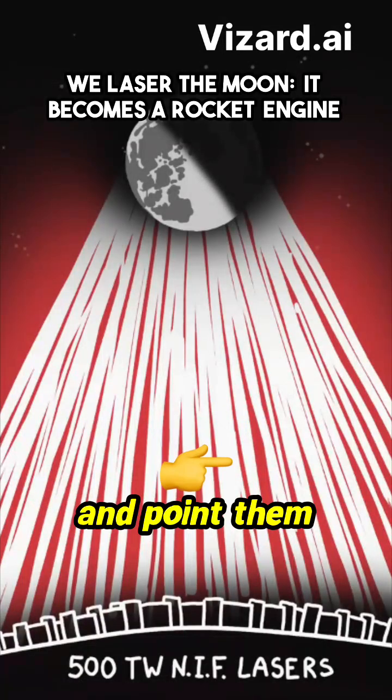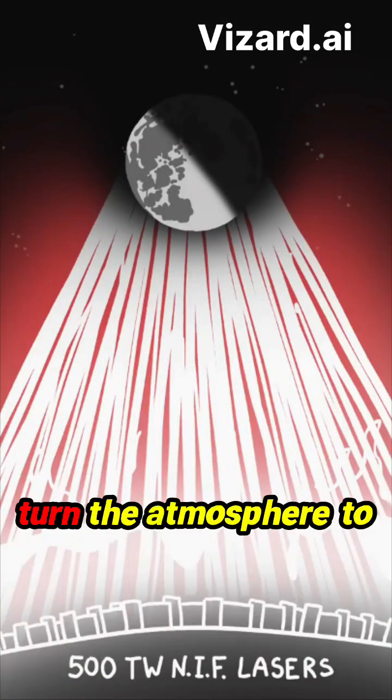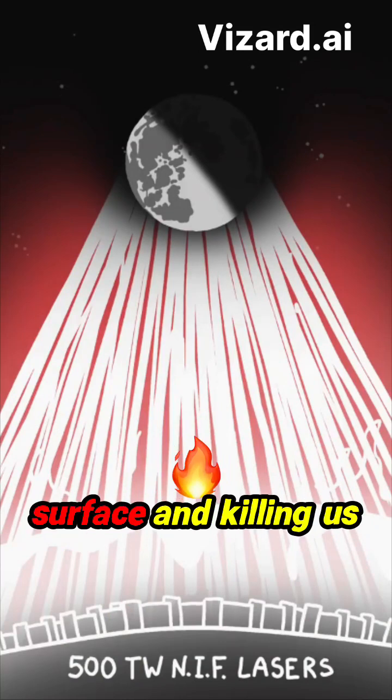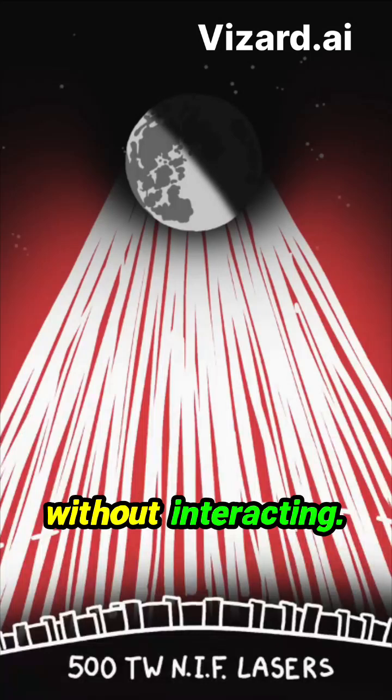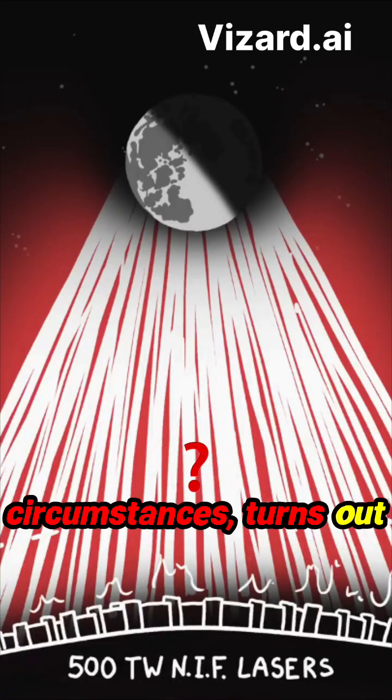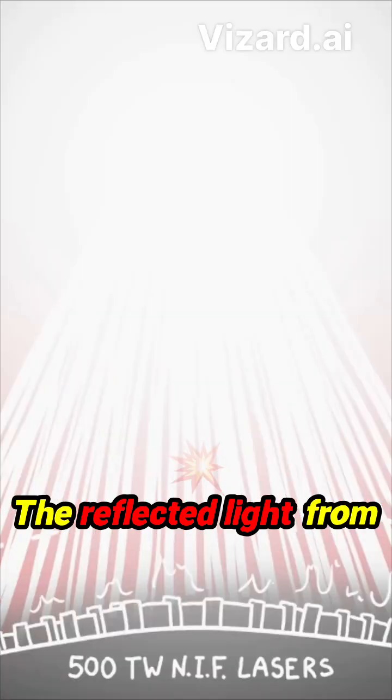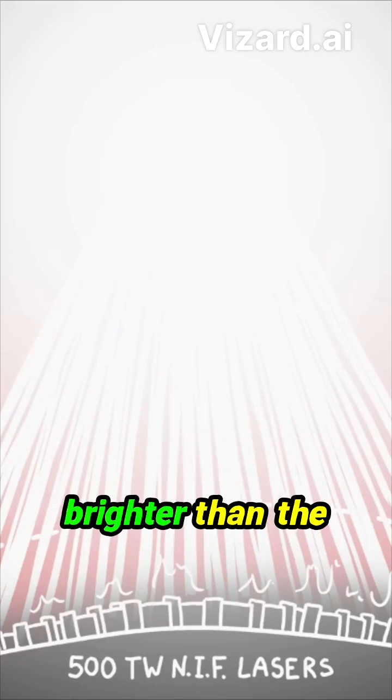Give one to everyone and point them all at the moon. Unfortunately, the lasers turn the atmosphere to plasma, instantly igniting the Earth's surface and killing us all. But let's assume that the lasers somehow pass through the atmosphere without interacting. Under those circumstances, it turns out the Earth still catches fire. The reflected light from the moon is 4,000 times brighter than the noonday sun.